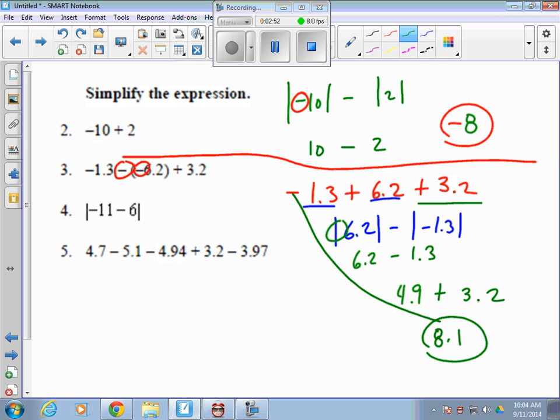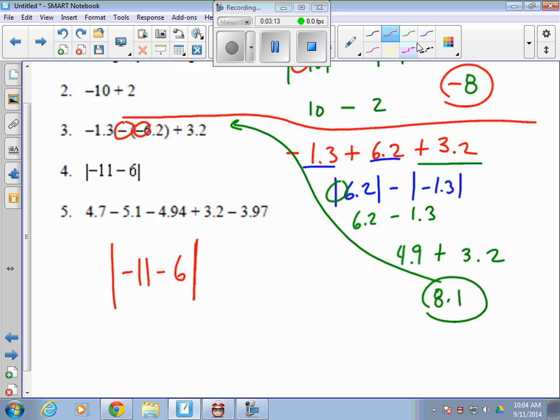And I know we moved on from it, but number 3's simplified answer is 8.1. Number 4 says the absolute value of negative 11 minus 6. Remember, you want to add the opposite in order to follow the same rules. Negative 11 minus 6 means negative 11 plus a negative 6. Remember, that's the same exact thing.